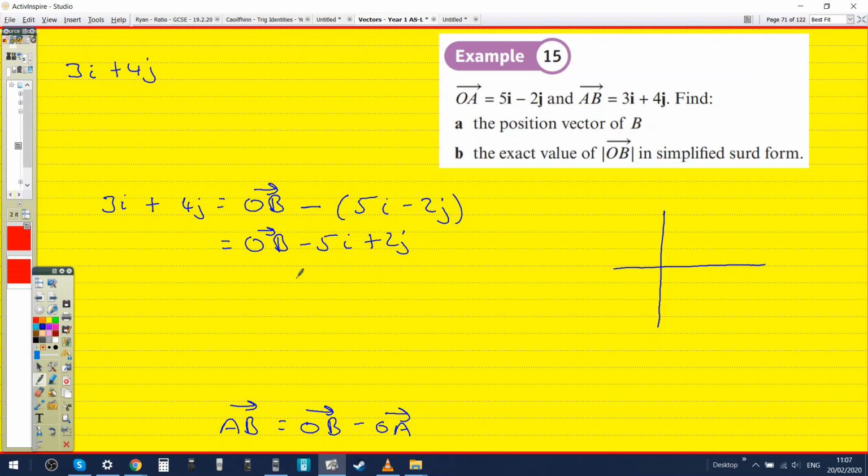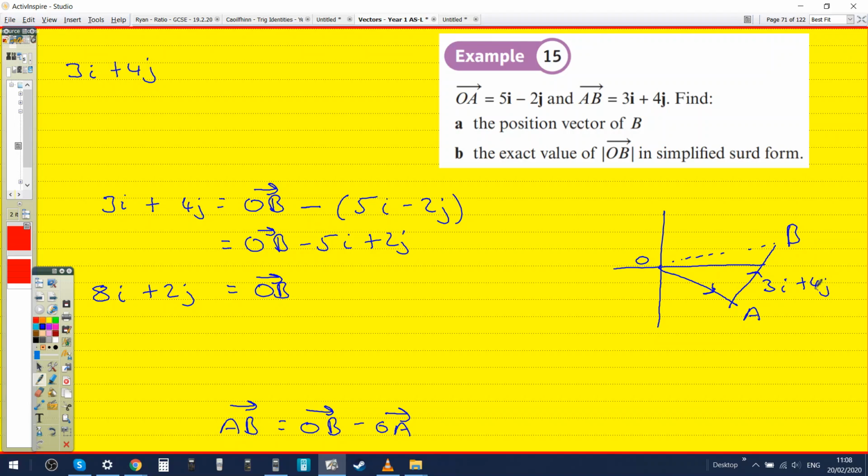And then will it be 8i plus 2j equals OB? Yes. Let's see. So A to B is the same as O to B minus O to A. If you're stuck, O to A is 5, minus 2. So you could say that is O to A. And then A to B, that's 3 right, 4 up. So maybe that's about there. And so you could just do your sketch and do it that way if you needed to.